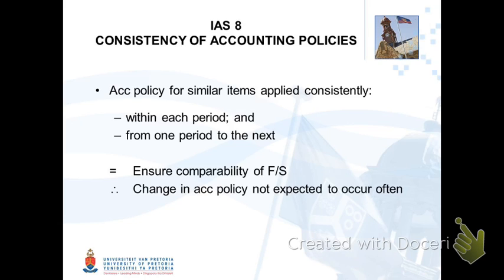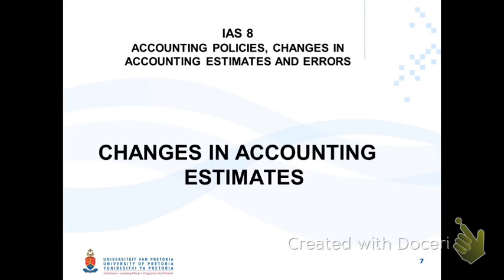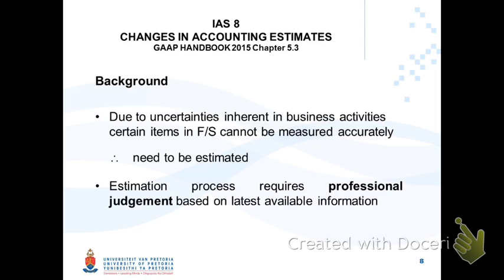Accounting policies for similar items must be applied consistently within each period, as well as from one period to the next. This will ensure comparability of your financial statements, and therefore a change in accounting policy is not expected to occur often. Next, changes in accounting estimates.